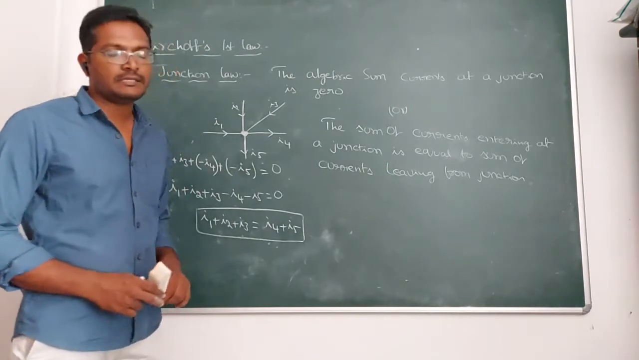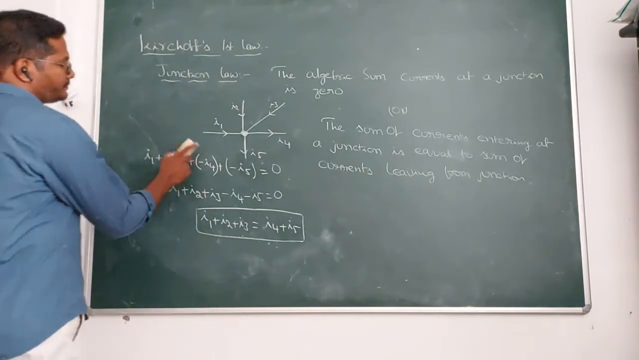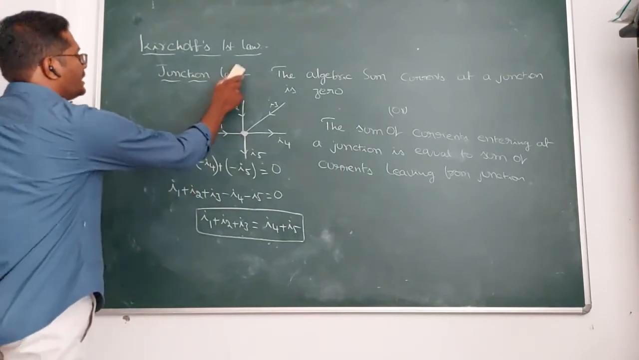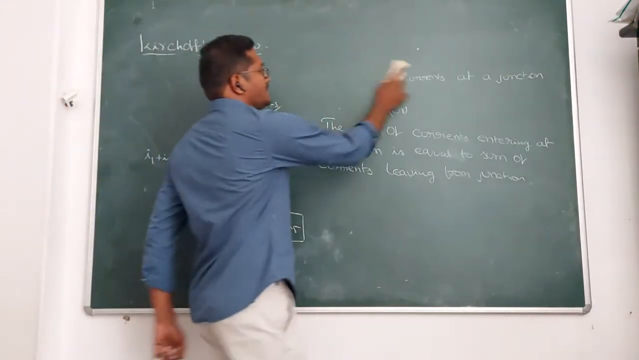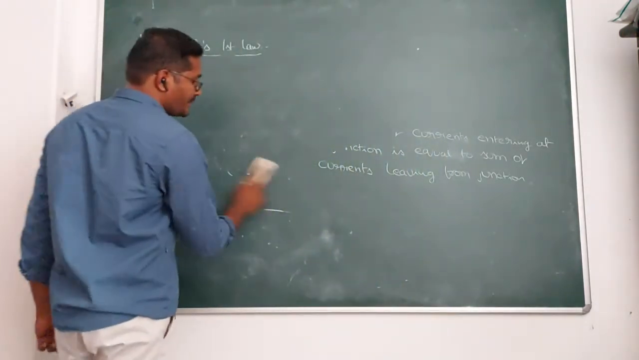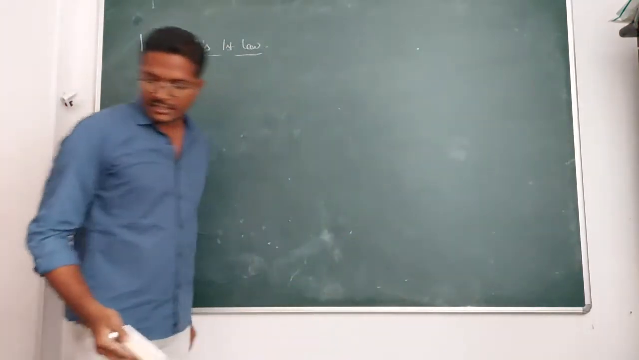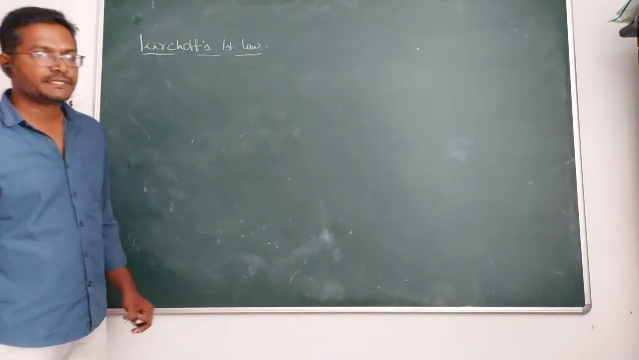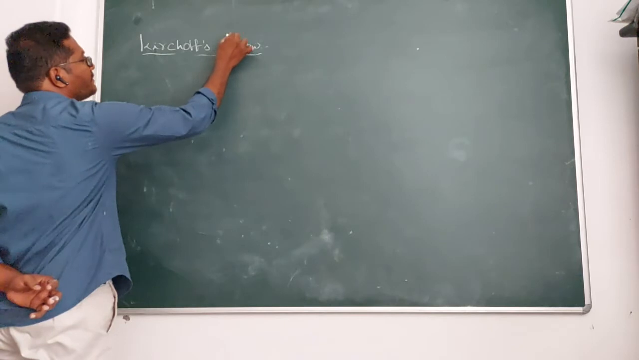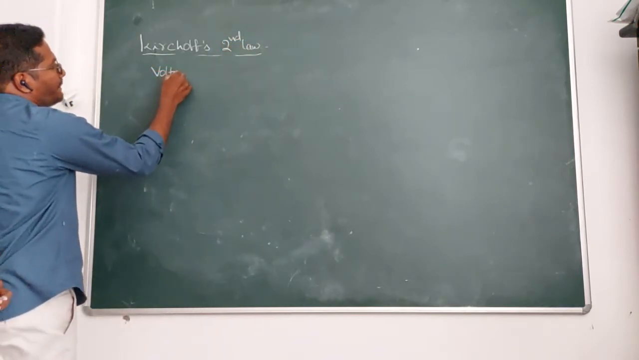And the next law is Kirchhoff's voltage law, which is also called the loop law. Is the concept clear? A simple concept. Kirchhoff's voltage law, or loop law, is based on the law of conservation of energy. Junction law is based on the law of conservation of charge, and loop law is based on the law of conservation of energy.